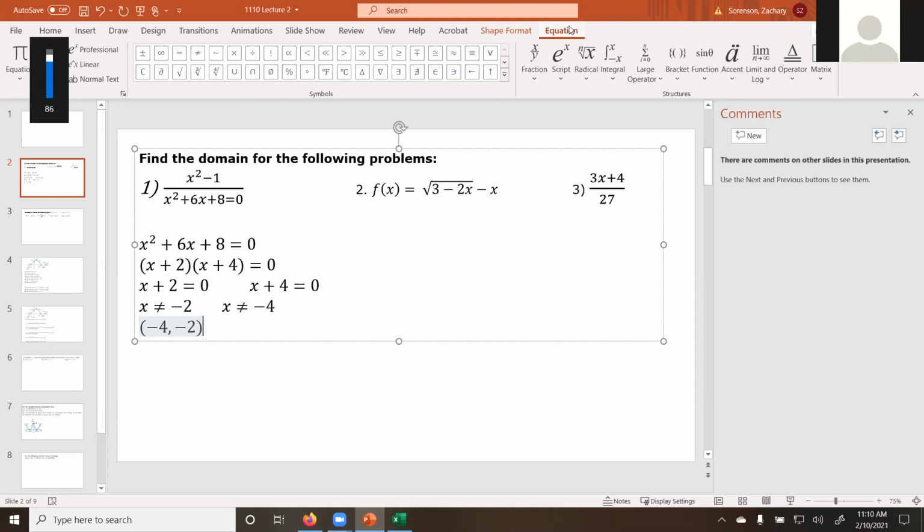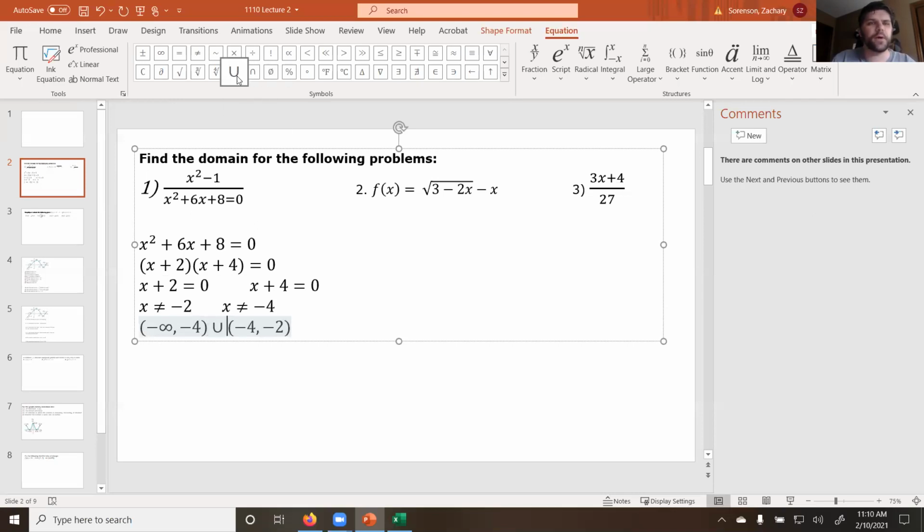Negative infinity to -4. Yes, -4, but yes. And so I would do -infinity to -4. And remember that we always want to go smallest to largest. So -infinity is smaller than -4. So -infinity goes to the left, -4 goes to the right. And then the fancy math symbol for "or" and "and" is U. It's union. So far my solution is everything less than -4 and everything between -4 and -2.